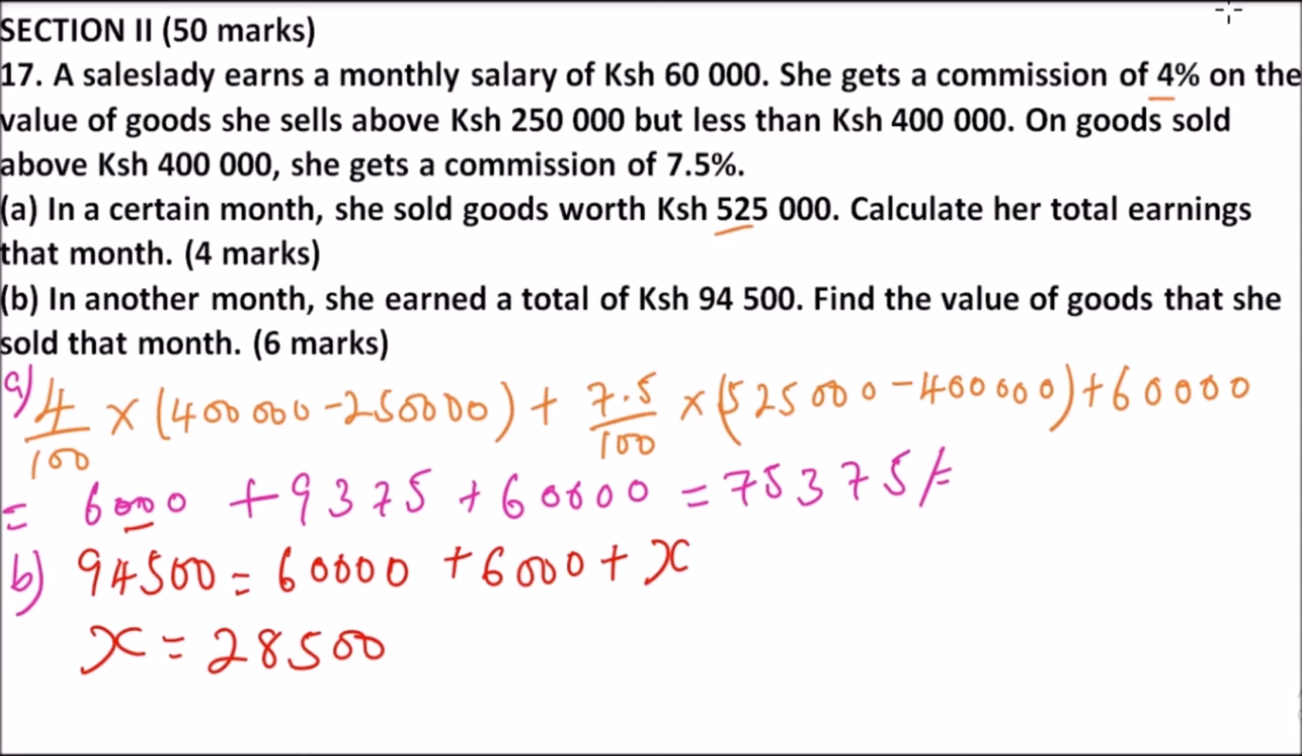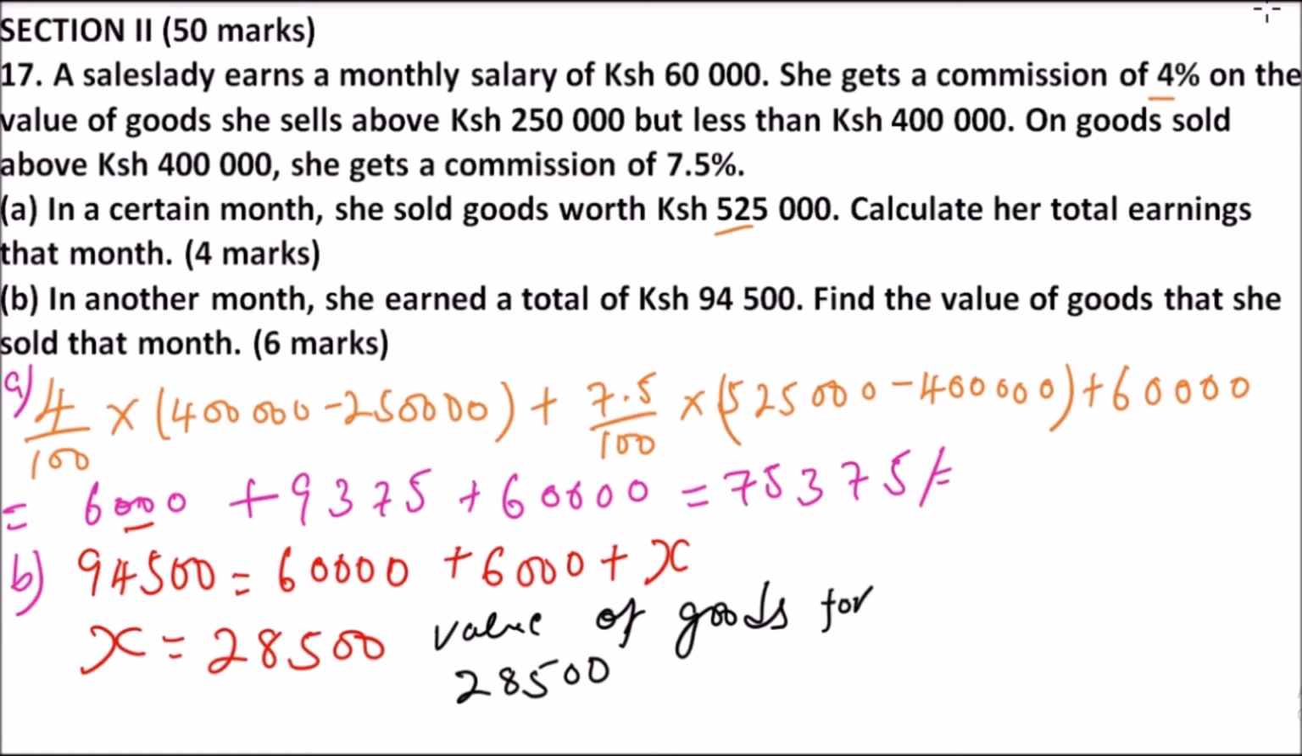12,000 minus 94,000. Then once you get that, you can say the value of goods for this money, that is 28,500. How do we get that?